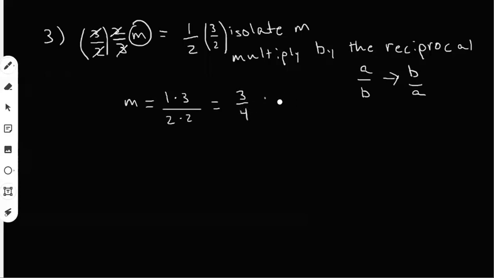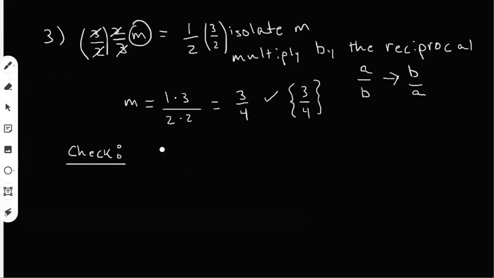Multiply the numerators together, multiply the denominators together. 1 times 3 equals 3, and 2 times 2 equals 4. So 3/4 is my answer. That's my solution set, 3/4. Then you're going to go back and plug it back in, and you're going to check your answer.